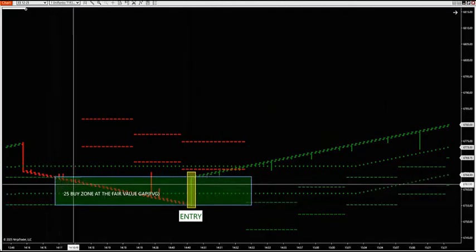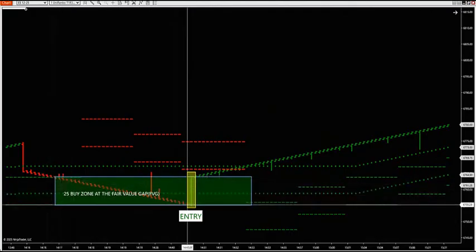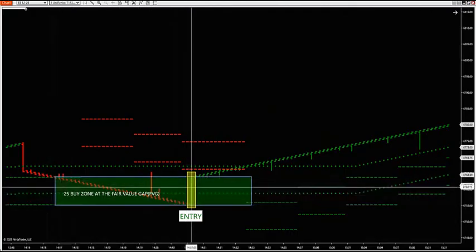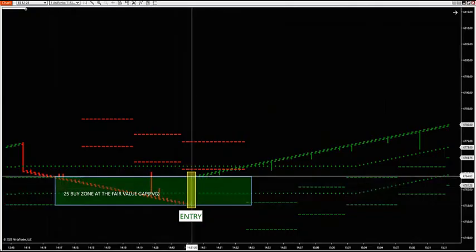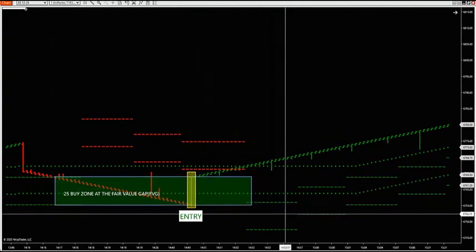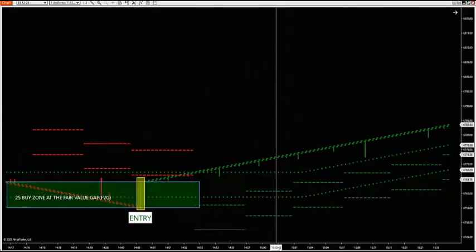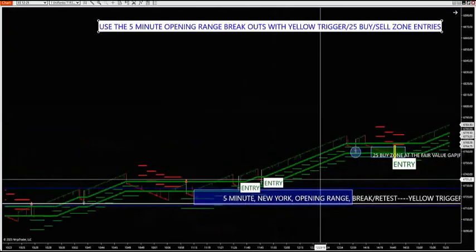It came right inside of it. It never closed below it, and it closed right above it. There's your entry inside of a fair value gap. So I used the 15-minute chart to find the fair value gap for the entire trading session, and consequently, you can use our charts. You can use our algorithm to find the entry.